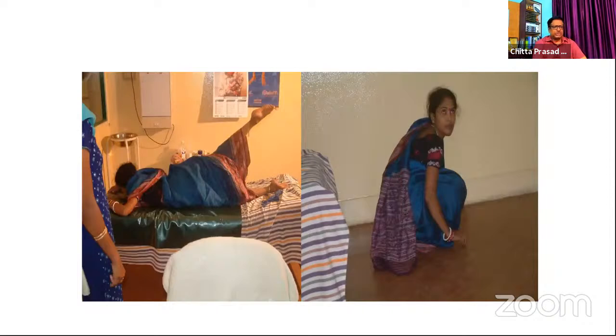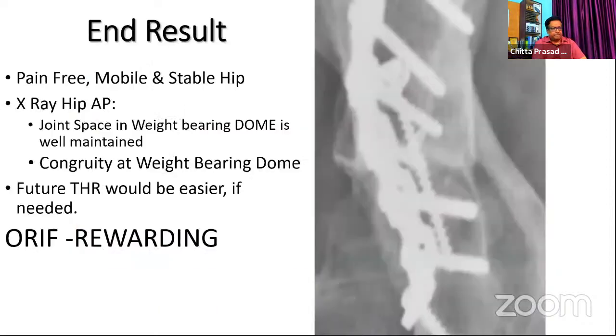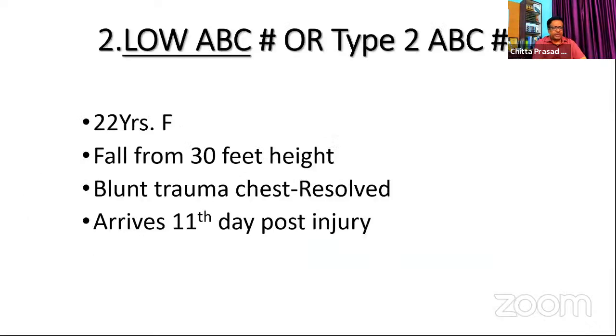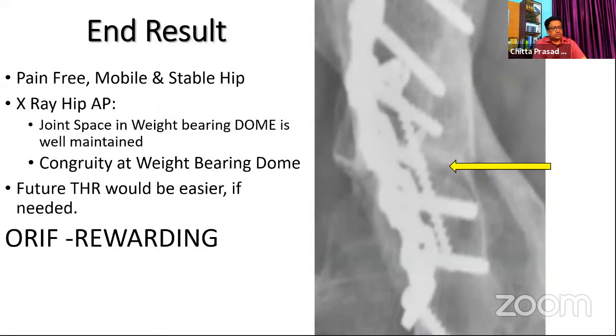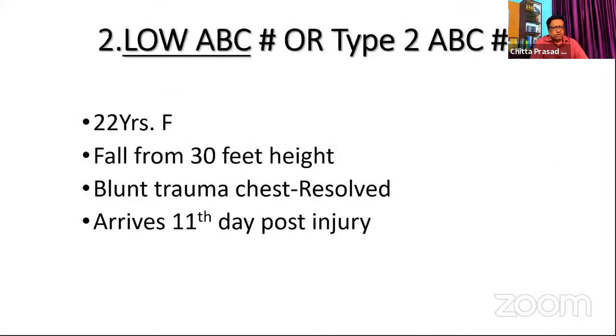I don't have the recent picture. I spoke to her. She appeared to be fine. But this is the last x-ray, which shows she has a pain-free mobile hip joint, and the x-ray shows joint space in the weight bearing dome is fine. And if this hip requires a THR later on, we don't have any problem. It has already served many, many years.